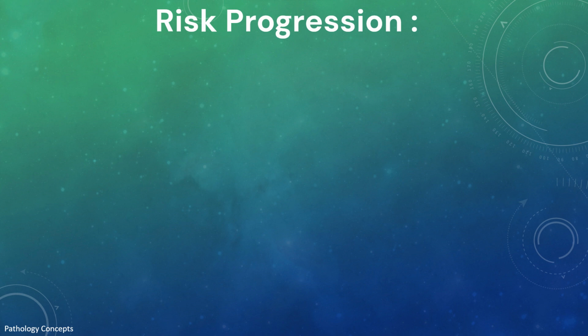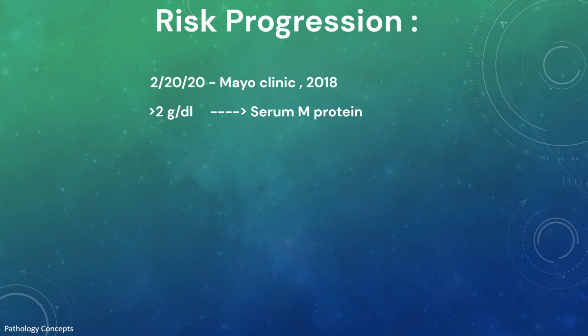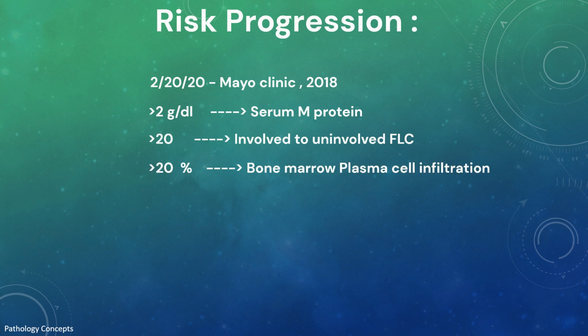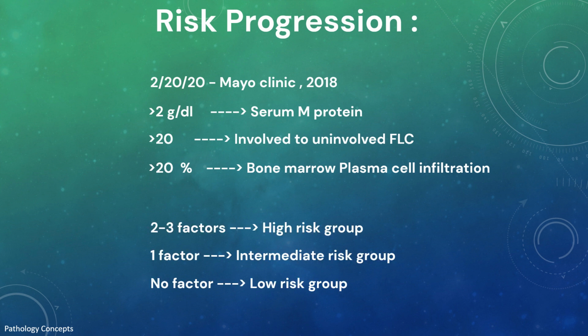Risk progression. The new 2020 clinical risk stratification model given by Mayo Clinic incorporates 3 factors. First is serum M protein greater than 2 gram per dL, involved to uninvolved FLC ratio greater than 20, and bone marrow plasma cell infiltration more than 20%, to stratify patients with smoldering multiple myeloma into low risk, intermediate risk, and high risk groups.